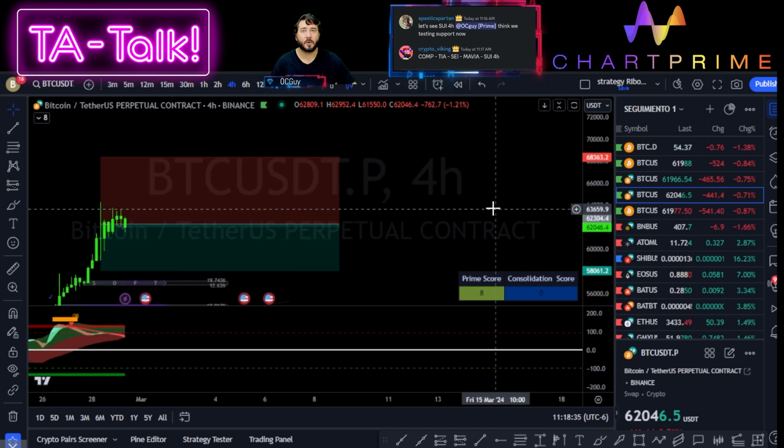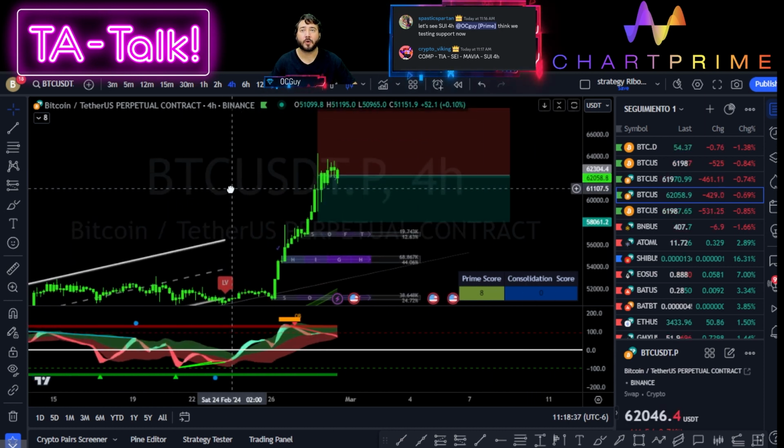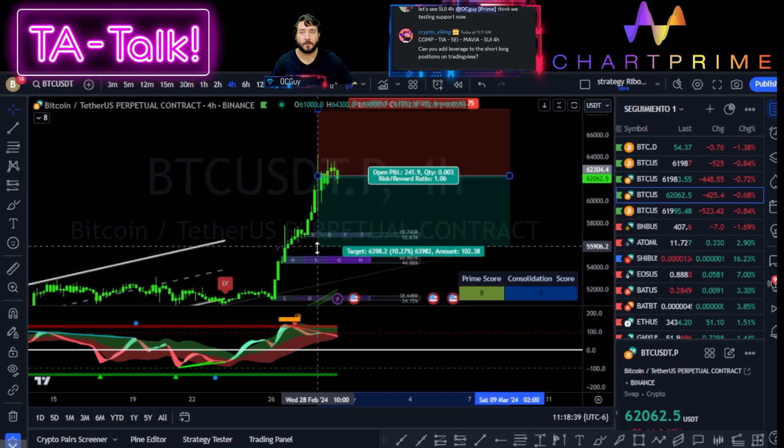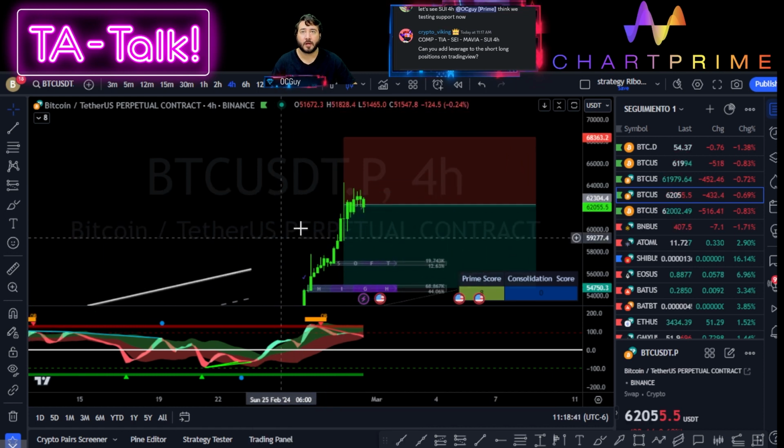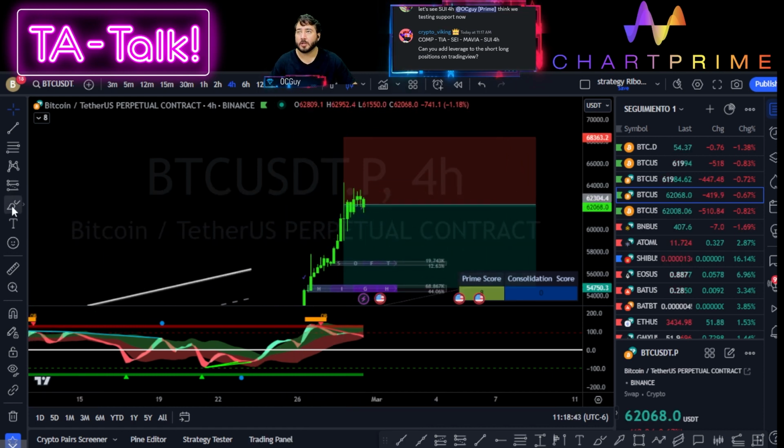Let's take a look at how it went. Basically, I opened a trailing entry for a short, and that trailing entry was set for a 3% retracement.